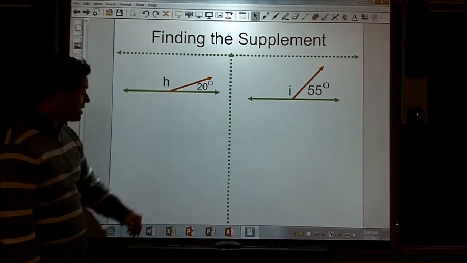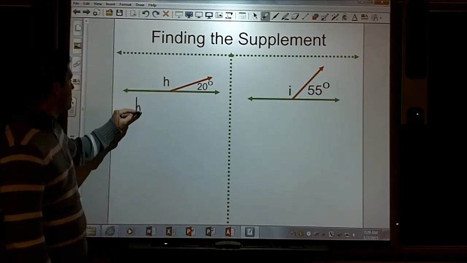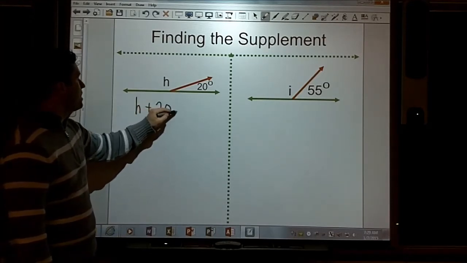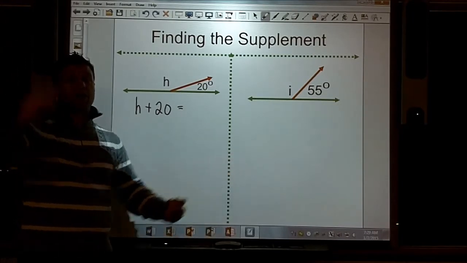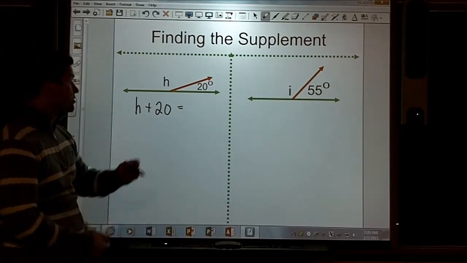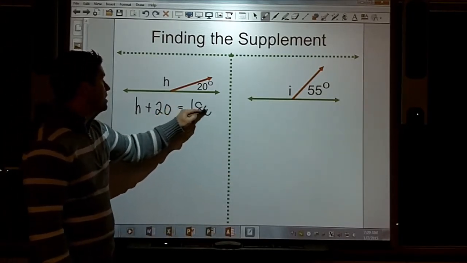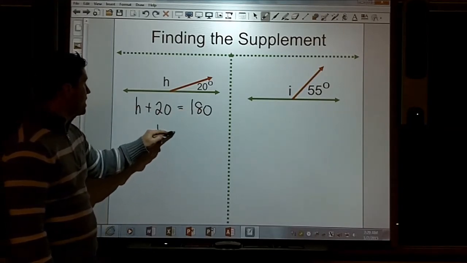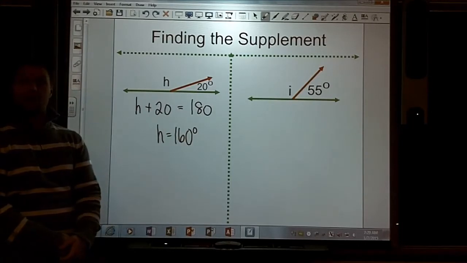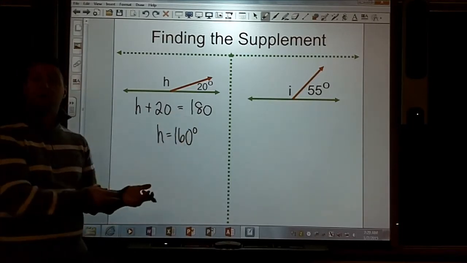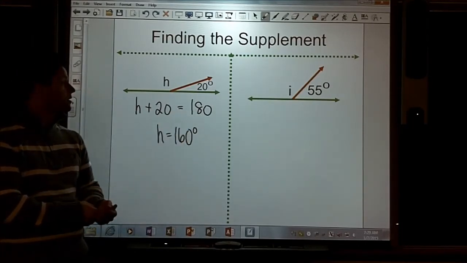H and 20. Well, H plus 20 equals, well, what type of picture is it? It's not our right angle picture. It's our 180-degree picture. So I'm going to make it equal 180. Subtract 20 on both sides. H has to be 160 degrees. I chose 180 because of the picture that we had.